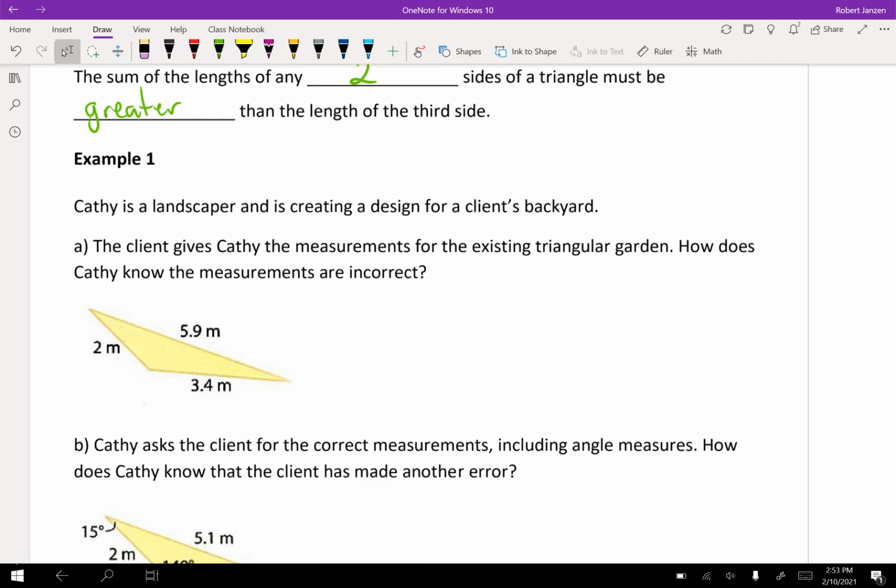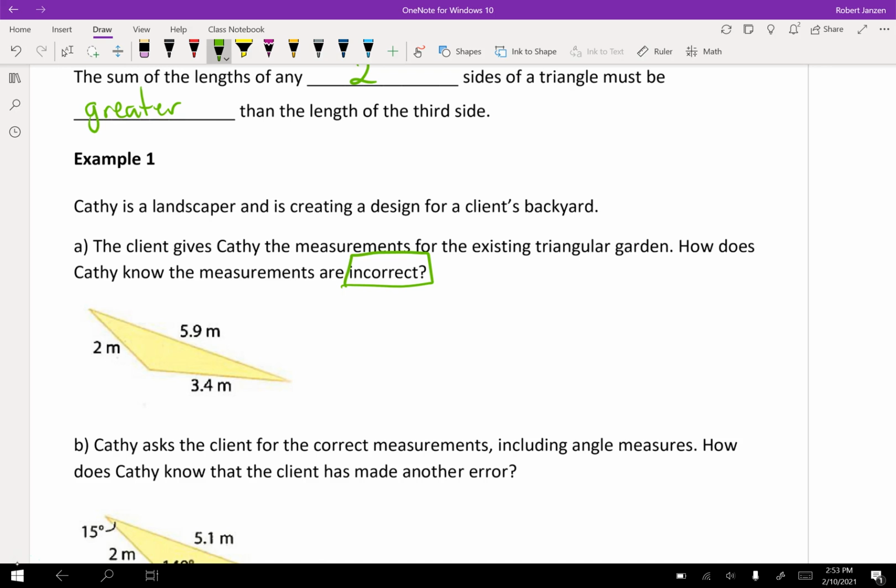Kathy's a landscaper and is creating a design for a client's backyard. The client gives Kathy the measurements for the existing triangular garden. So this garden is in the backyard and she says these are the measurements. And Kathy says no, incorrect. How does she know this?